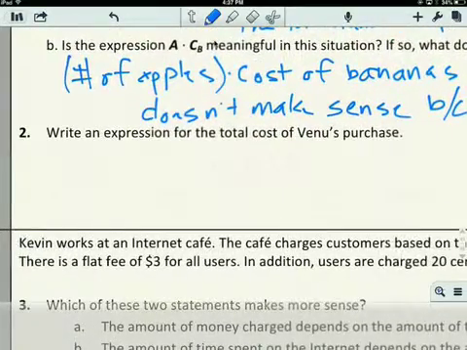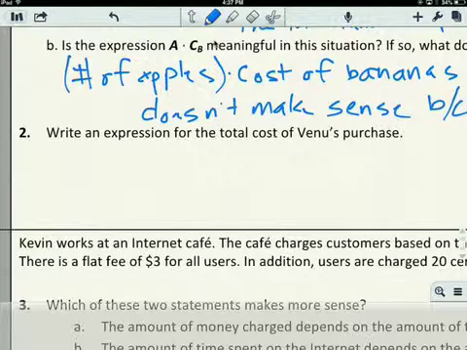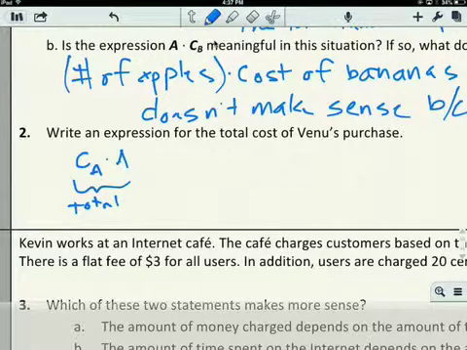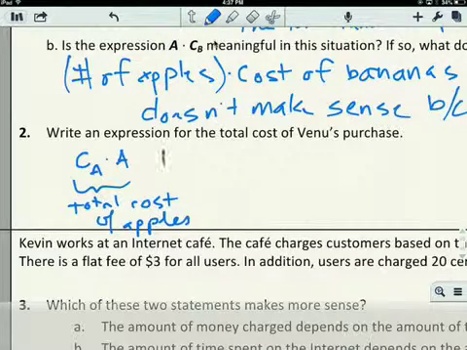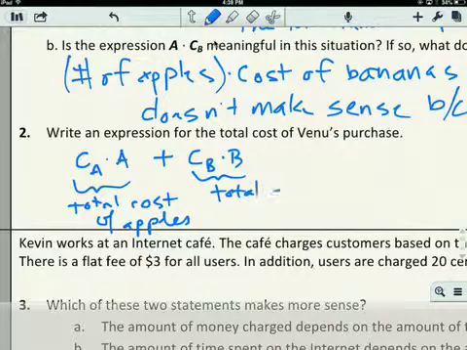All right, write an expression for the total cost of Venu's purchase. So I know that it's going to be the cost of the apples times the number of apples, and that's going to be total cost of apples. And I apologize for my handwriting. My stylus is getting a little worn out here. CA times A, and then I'm going to add to that CB times B because that's the total cost of bananas.